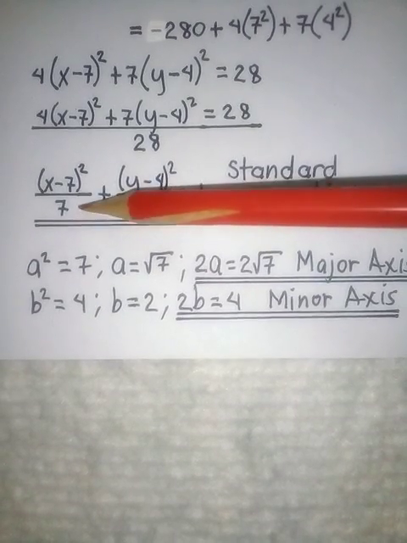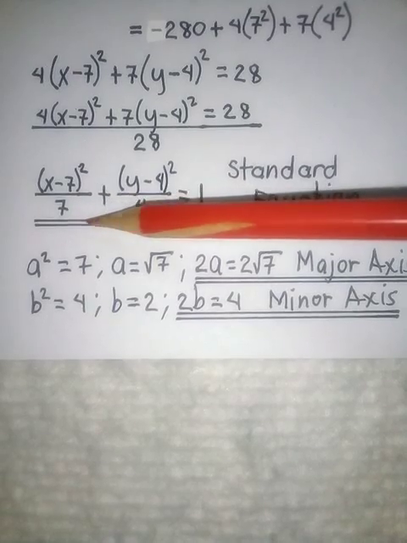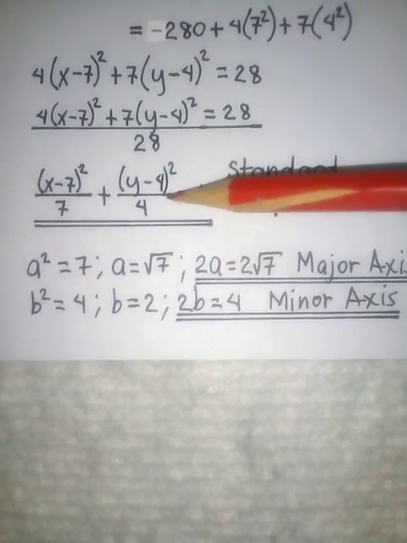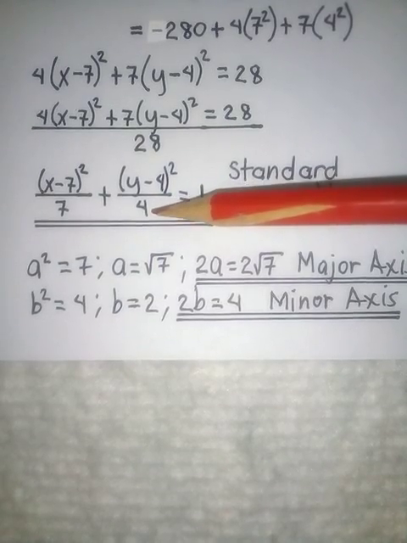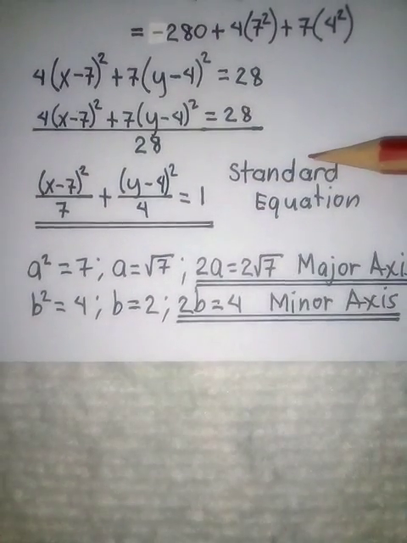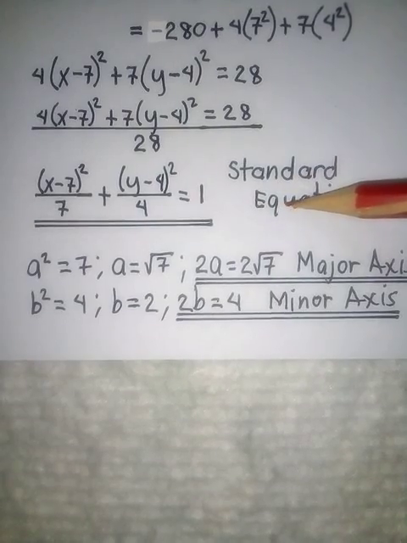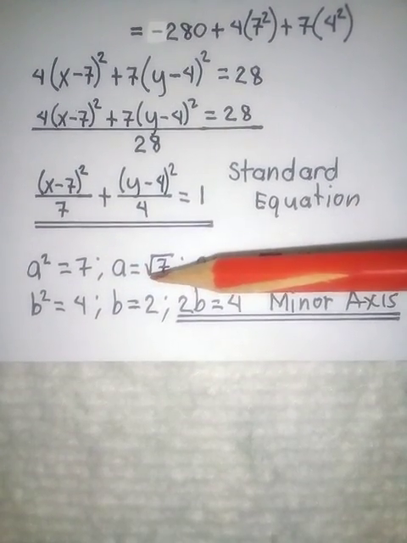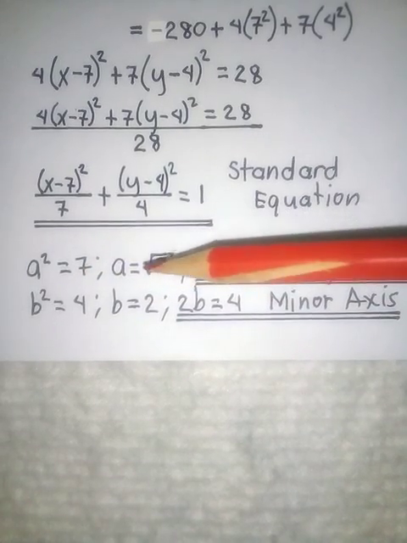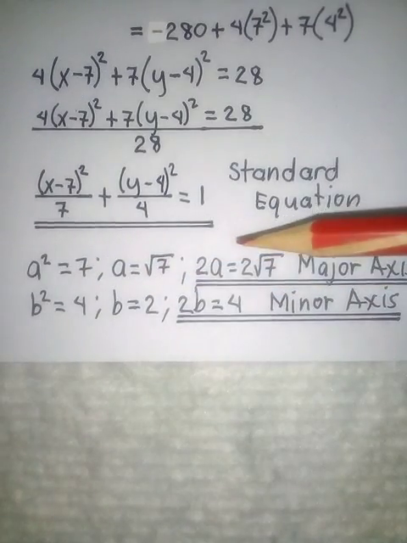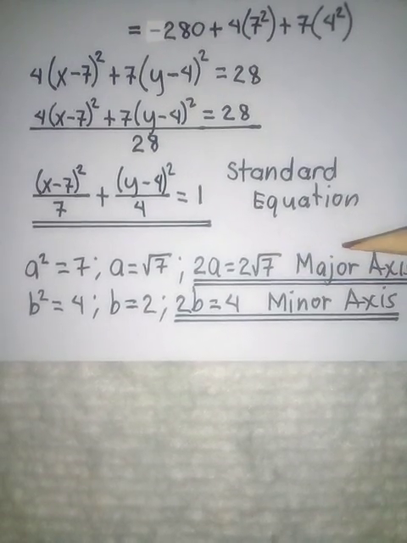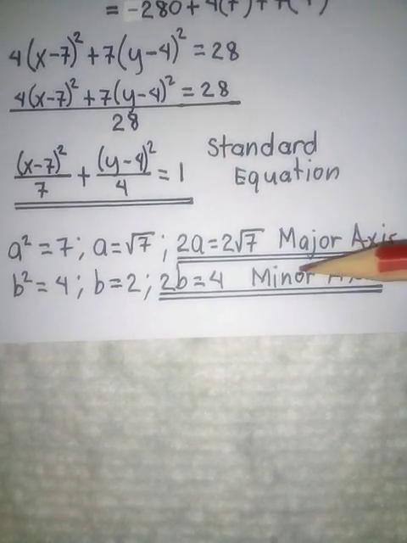So a squared is equal to 7. A is equal to square root of 7. So 2a will be equal to 2 square root of 7, and this is the major axis. And then for the minor axis, b squared is equal to 4. Here, b is equal to 2. 2b is equal to 4, and this is the minor axis.